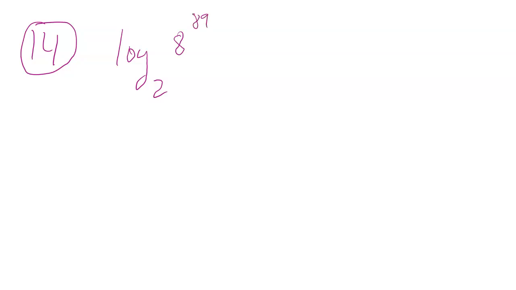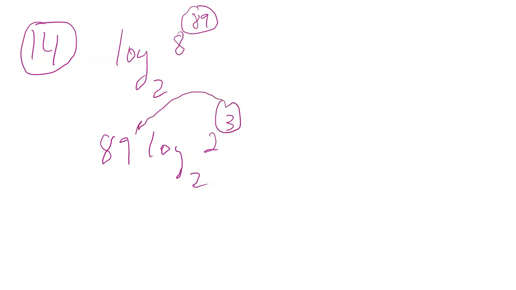Okay, maybe on this next one you need it. Yeah, I spoke too early, I think. All right. Log base 2 of 8 to the 89th power. That doesn't sound good. Now, I could bring down the 89, so I say 89 log base 2 of 8. But I know 8 is 2 to the 3rd power, and I can bring down the 3. So this is going to be 89 times 3 times log base 2 of 2, but log base 2 of 2 is just 1.